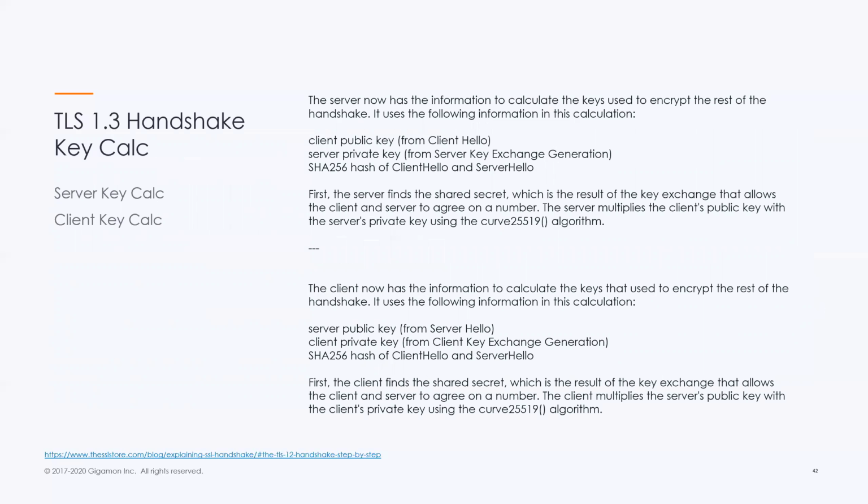TLS 1.3, the handshake key calculation. So there are two pieces needed: server key calculation and client key calculation. We're not going to go into this in detail, but basically at this point in the exchange, the client has said hello, the server has said hello. So therefore the pieces that are necessary, the client public key, the server private key, and the SHA-256 hash of the client hello and the server hello are present, so you can do the key calculation on the client side as well as the server side.